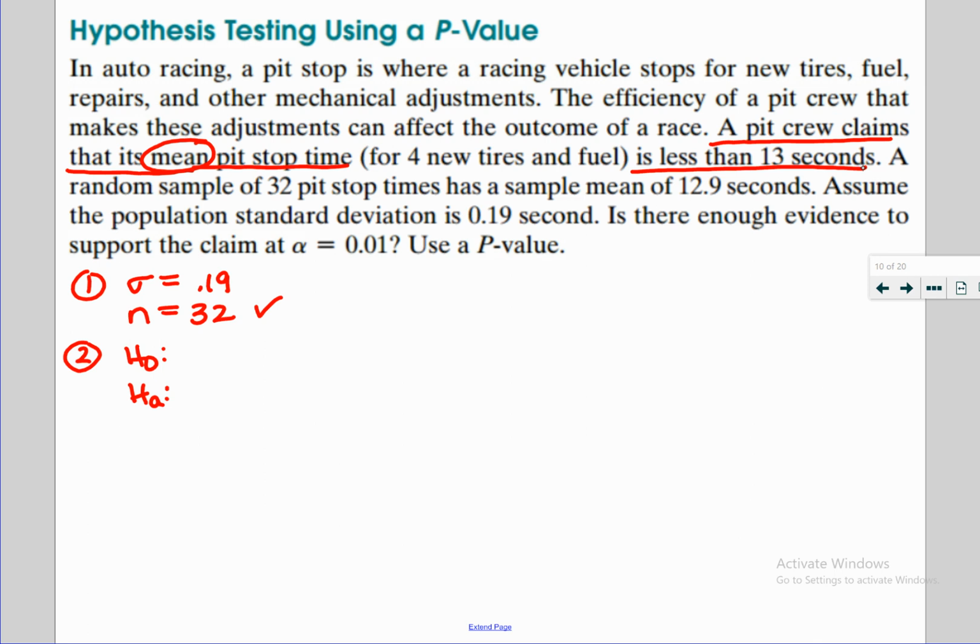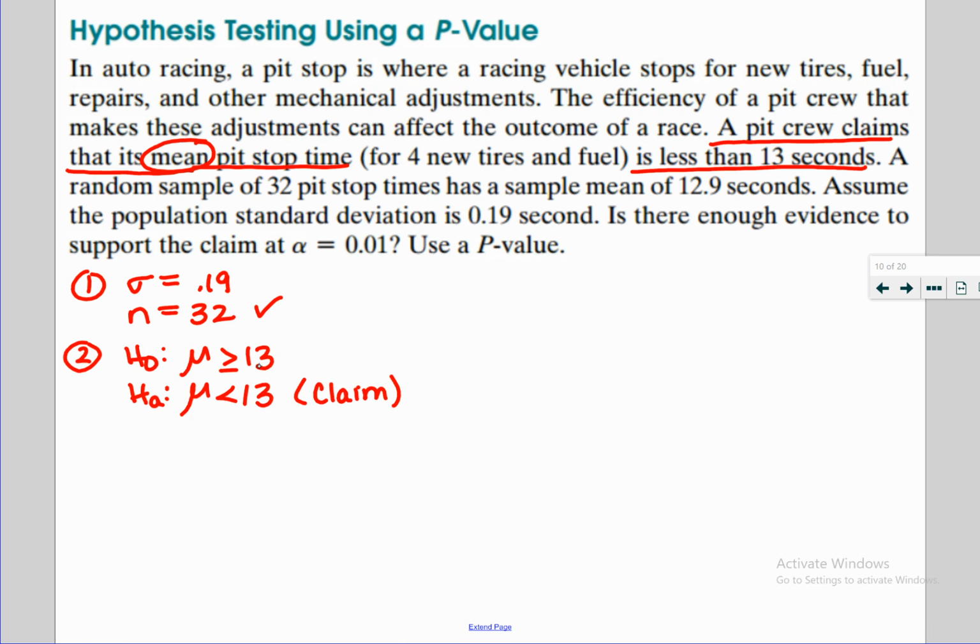Is that going to be a null or alternative hypothesis? It's going to be alternative because it is not equal to. And again, that is also my claim. Okay. So then the null hypothesis is the complement of that. If I'm not less than, I'm greater than or equal to.